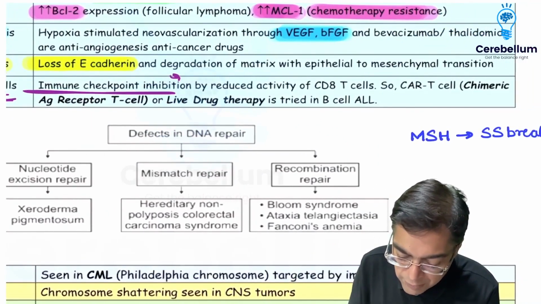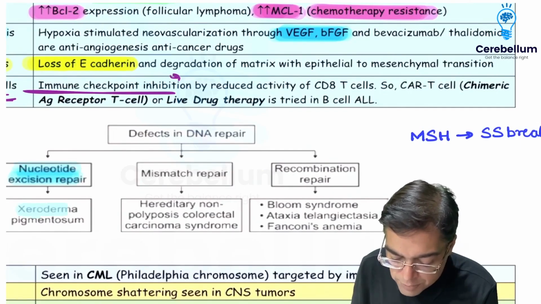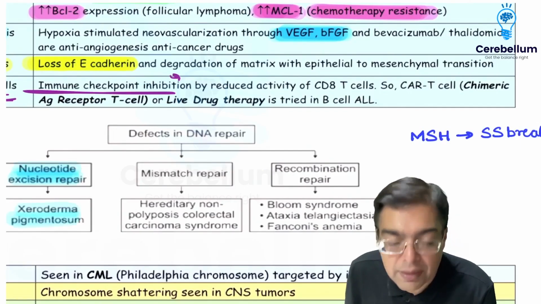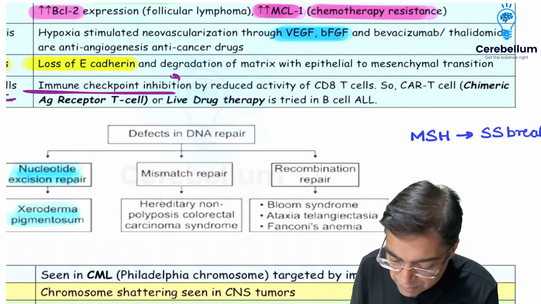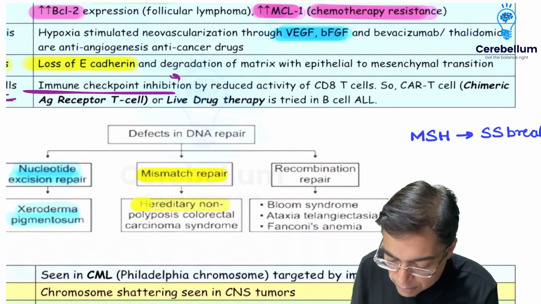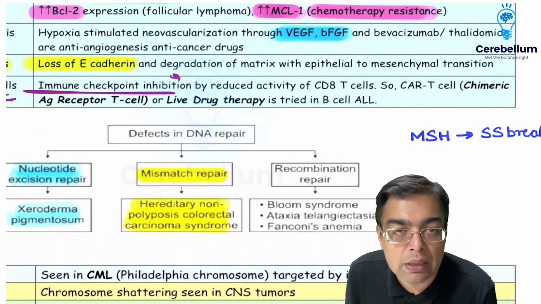Talking then about a specific mention of certain types of defects in the DNA repair. So we are going to be having different types of enzymes which may be involved. Say for example, nucleotide excision repair defects is going to be seen as a feature of the increased risk of xeroderma pigmentosum. We could be having a situation in which patients are going to be having the presence of a mismatch repair defect that can be responsible for causing the development of hereditary non-polyposis colorectal carcinoma syndrome.